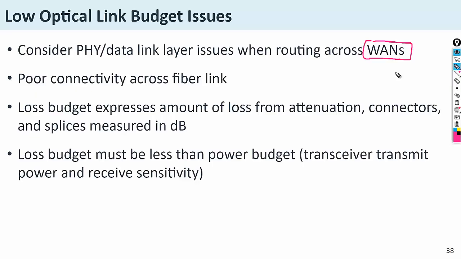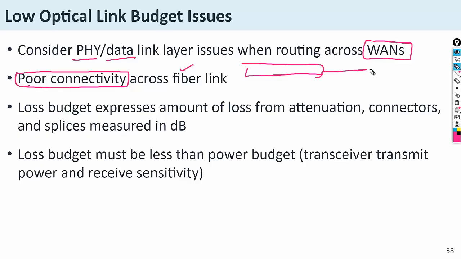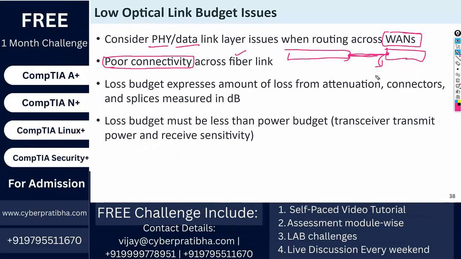It is called a low optical link budget issue. It is considered a problem in the physical link layer or the data link layer when routing across the WAN. There is a possibility of poor connectivity of the fiber link, because at the time of creating a link between the two devices or using two different connectors, there is a possibility of losing connector quality. In this case, attenuation happens. Attenuation means the signal becomes weak or the signal is lost.